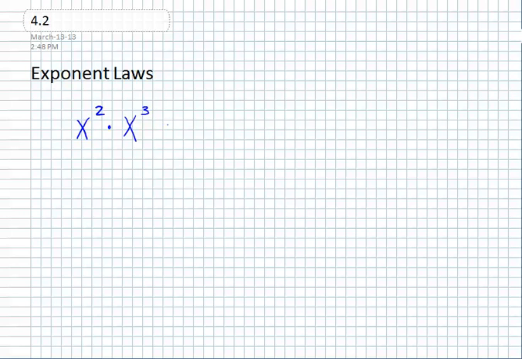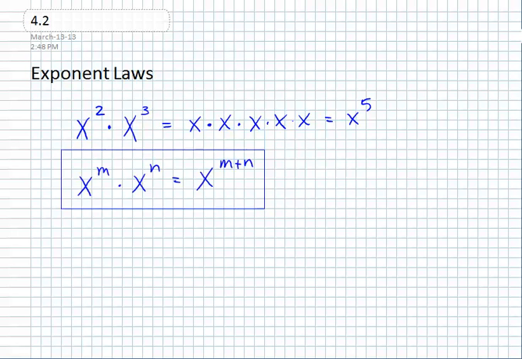And keep in mind that x squared times x to the power 3 really just means x squared is x times x, times x cubed. In other words, x times x times x times x times x. And so you get a total of 5 x's multiplied together there. So the exponent law then is when you're multiplying powers, you add exponents.